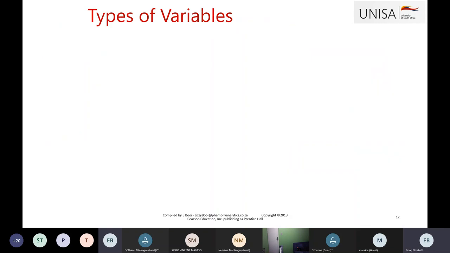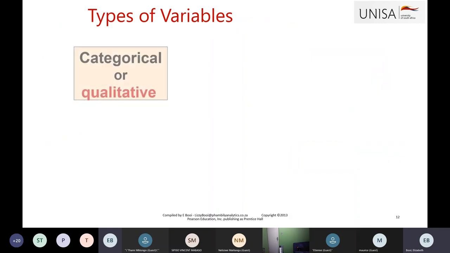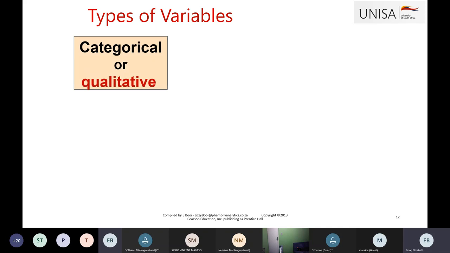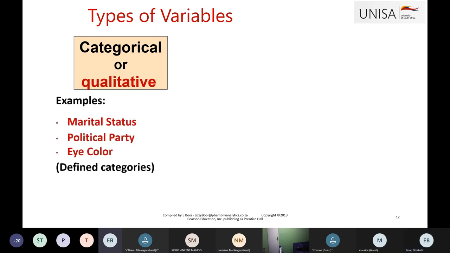So we have two different types of variables. The first one is what we call a categorical variable, which is a qualitative variable. It's a variable that you can observe, like your marital status, your political party, eye color, and these are variables that have defined categories within them, and you can observe them.